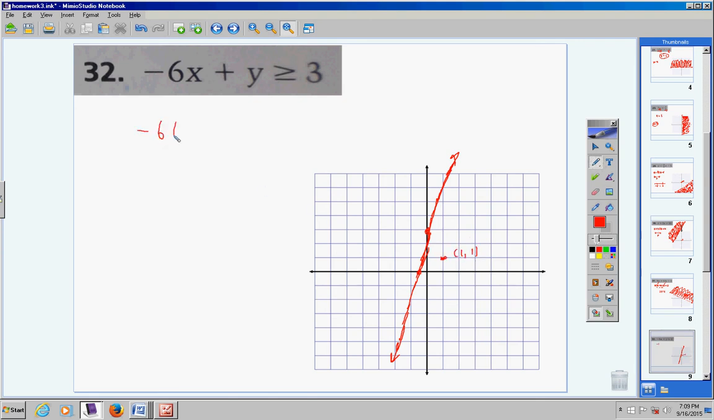So where the x is, I substitute 1. Where the y is, I substitute 1. And let's see what happens. Negative 6, positive 1. That would be negative 5 is greater than 3.